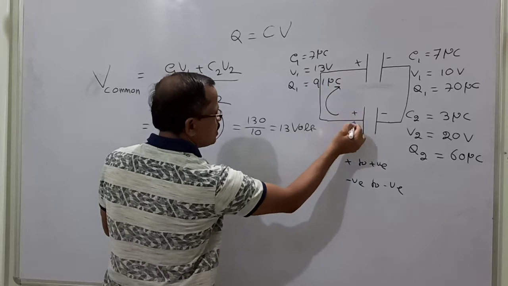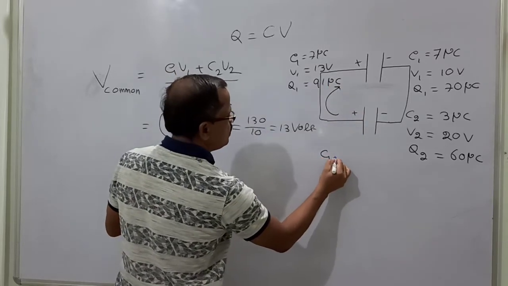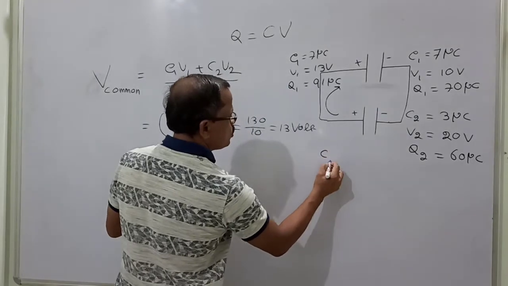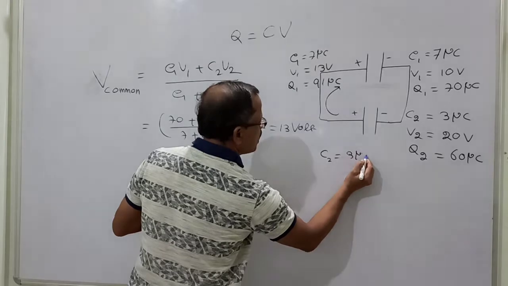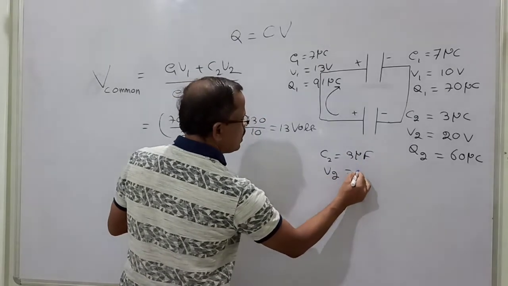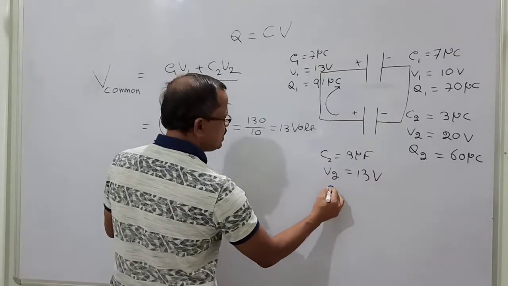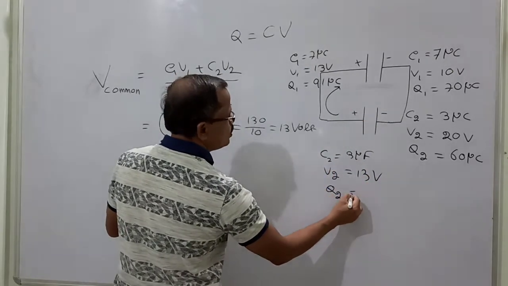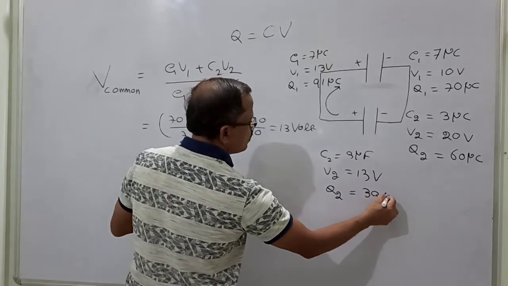Now in this capacitor, what is your new capacitance? That is C2, which remains the same. So C2 is equal to the same thing, 3 microfarad. Then V2 becomes how much? 13, because the common potential after connection is 13. Then charge Q2 is equal to how much? That is equal to 39 microcoulomb.